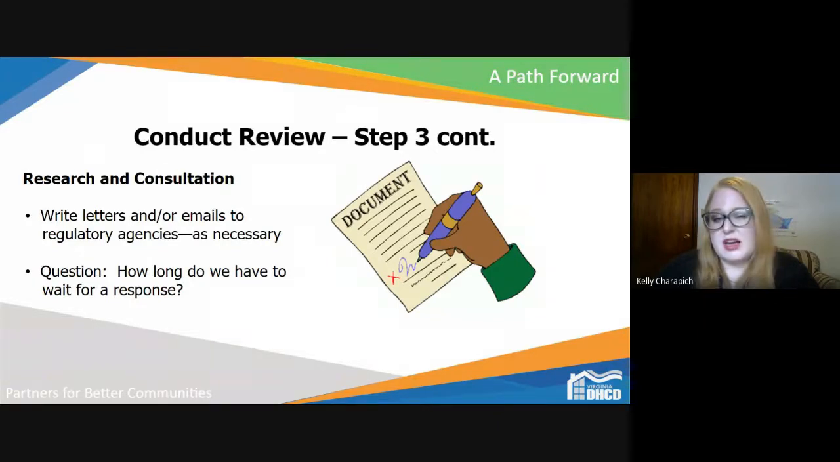And this is a question I get a lot. How long do you have to wait for a response? Well, if a regulatory agency has been deemed necessary to consult with on your project, you have to wait for a response as long as it takes. Now, I'm not saying wait 5 years kind of thing, but you have to wait until you get something back from them to put that into your environmental review record. So give them a call, email them, let them know, but you do have to put that in your environmental review record. Next slide, please.